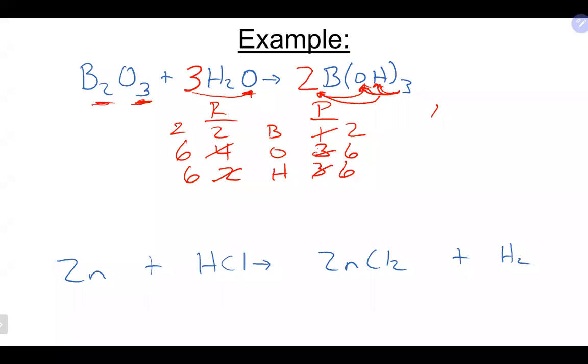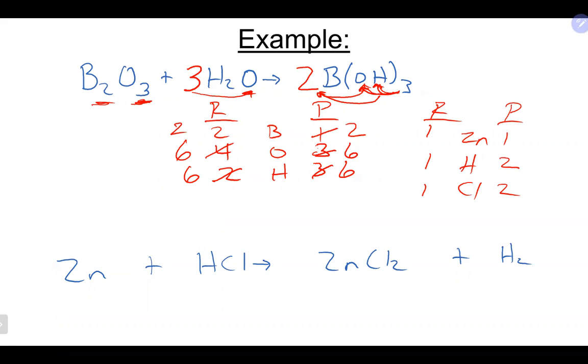I'll make my table up on top here. Reactants, products. We got some zinc. We got a little hydrogen and chlorine. Left-hand side, I got 1 zinc. Right-hand side, I got 1 zinc. Left-hand side, I got 1 hydrogen and 2. Chlorine on the left is 1, and chlorine on the right, excuse me, is 2 as well. So again, zinc is balanced. Hydrogen seems pretty easy to balance as well.